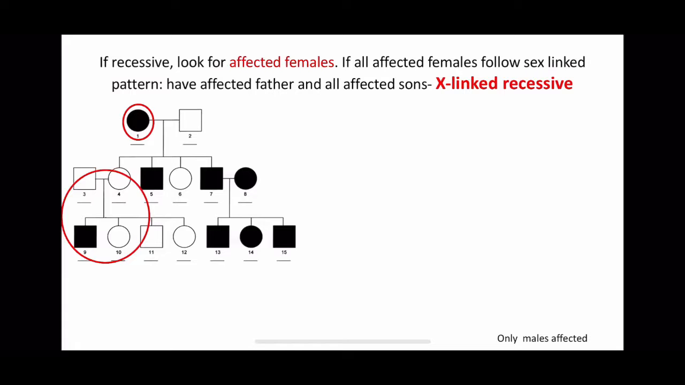So you look for the father and the sons of the affected female, means one generation up and one generation down. So because we are looking at the first generation, we don't have the father available, we'll look for the sons. If all the sons are affected and the father is affected, then it's X-linked recessive. Because here you see the mother was affected, all the sons are affected. Good. Goes in favor of X-linked recessive.